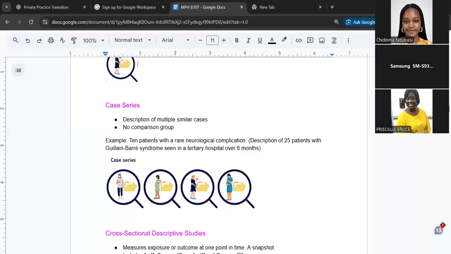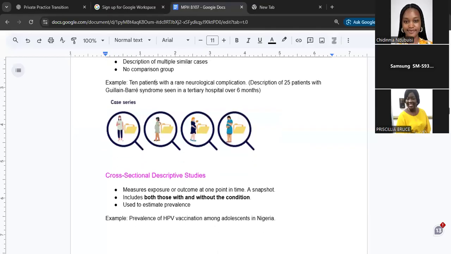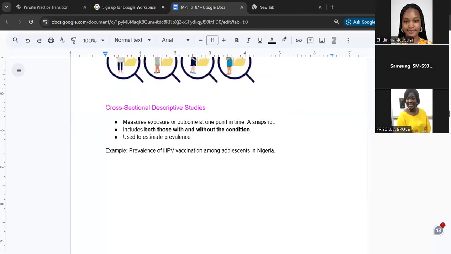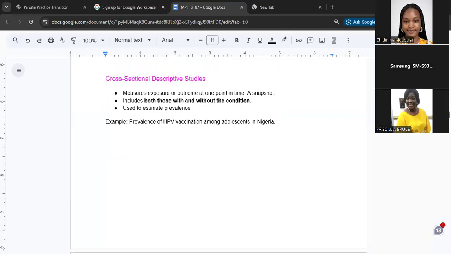They are not the very typical epidemiological study design, but they are epidemiological study designs because I've explained why. They are mostly used for cases that are rare, something that we don't see often. So when we see it, we have to talk about it. So we've mentioned two categories or two classes of descriptive observational studies. Now we're going to go to the third one, which is cross-sectional descriptive studies.